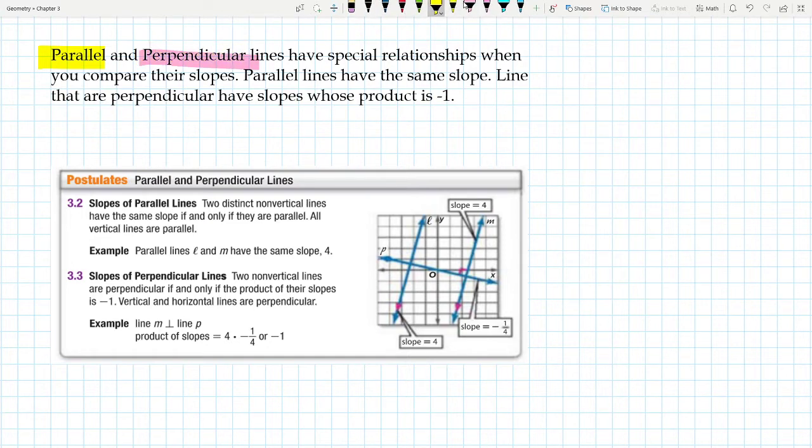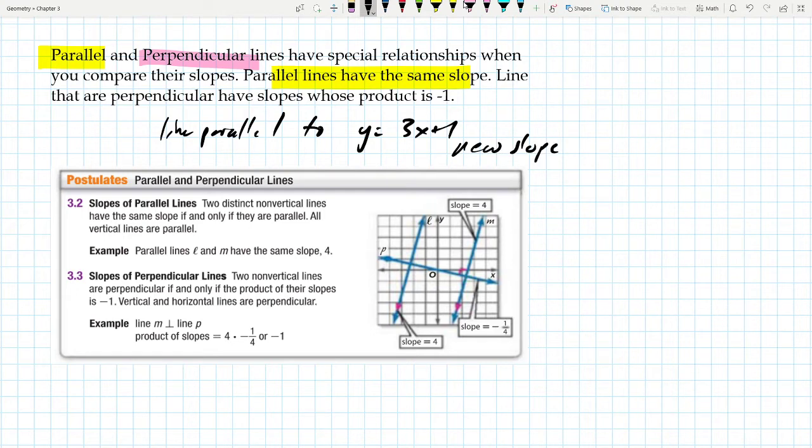So for parallel lines, they have the same slope. So if I say line parallel to y equals 3x plus 1, well, all I have to do is look at the slope and know that the new slope is also 3. So the slopes have to match for parallel lines.